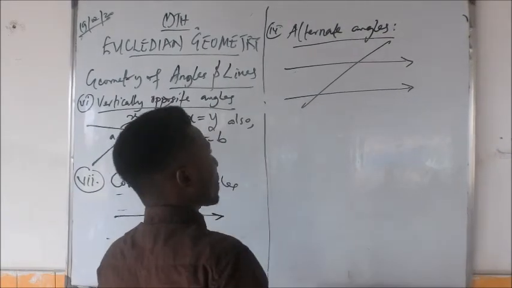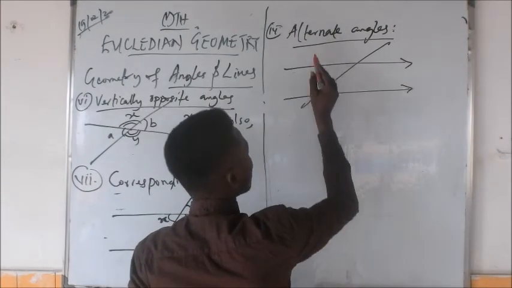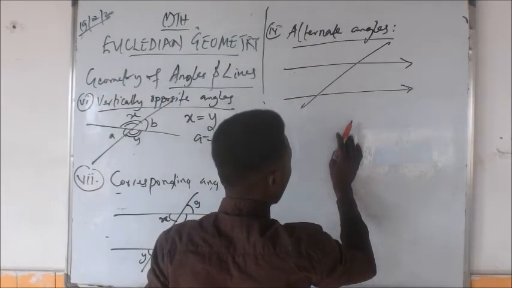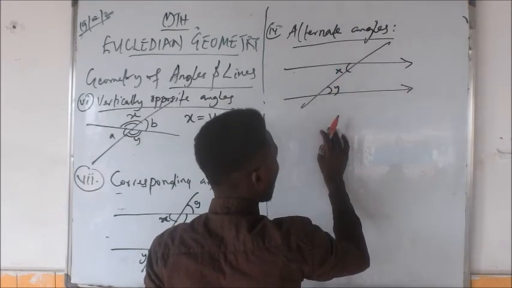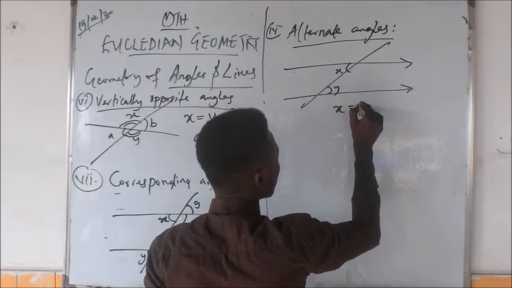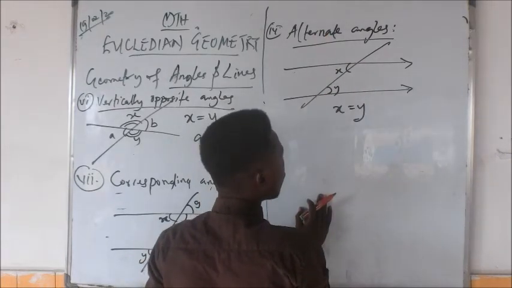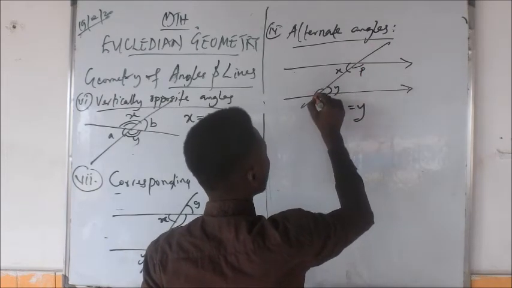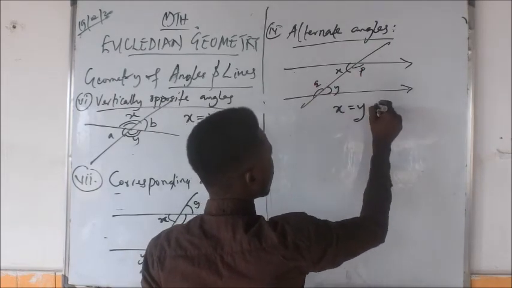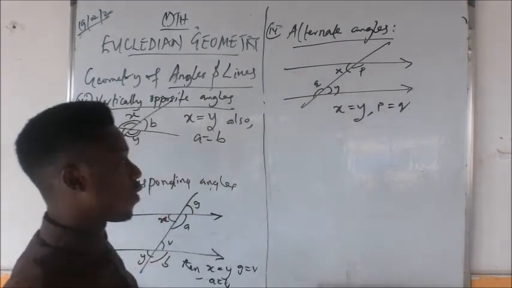Now, look at what you have. This is a transverse line crossing two parallel lines, in terms of alternate angles. So if this is x and this is y, what happens, class? Then x equals y, on this rule: alternate angles are equal. Likewise, if this is p and this is q, then p is equal to q. Why? Alternate angles are equal.